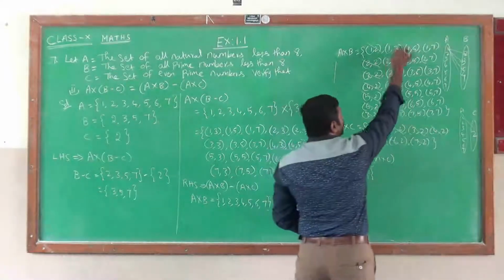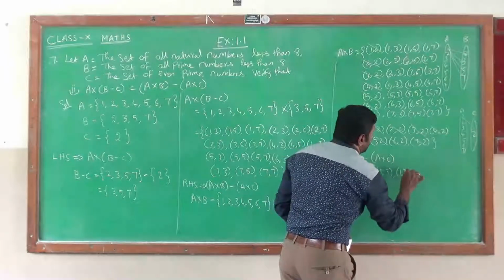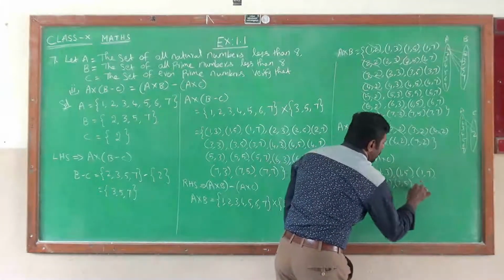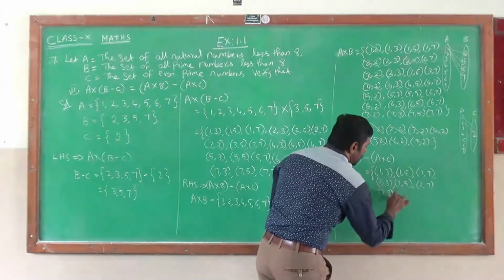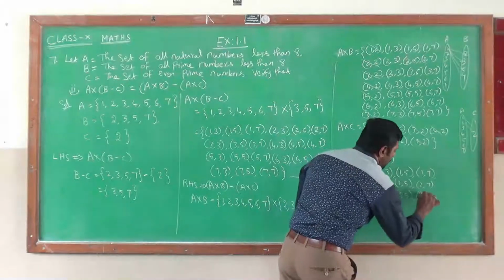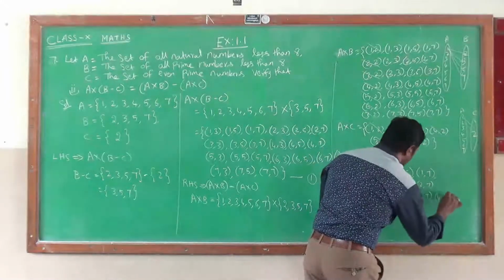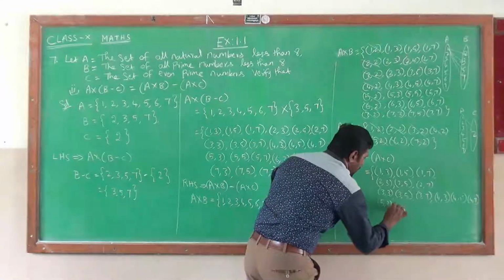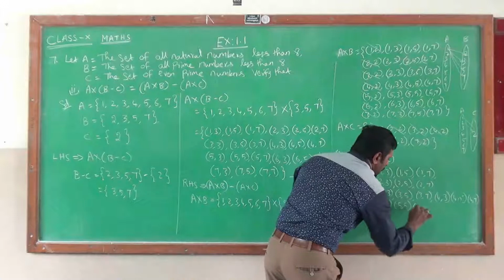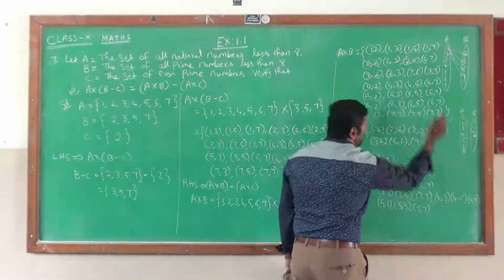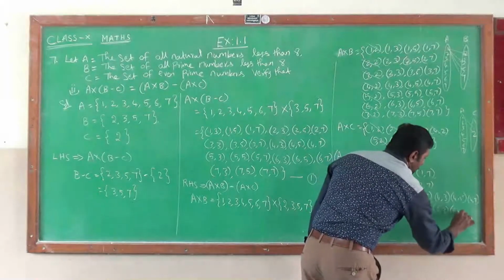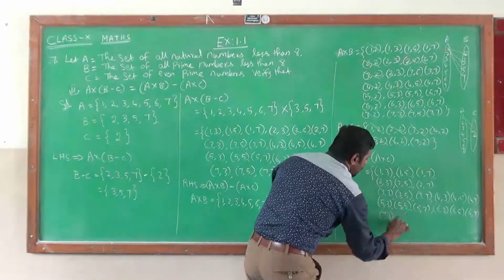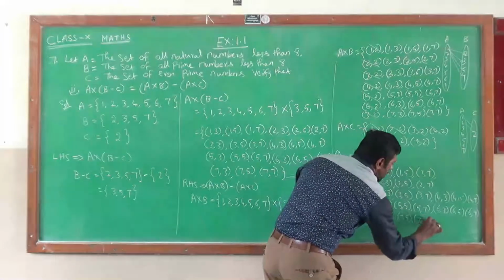Then the ordered pairs are 1, 3, 1, 5, 1, 7, and then 2, 3, 2, 5, 2, 7, 3, 3, 3, 5, 3, 7, and then 4, 3, 4, 5, and then 4, 7, 5, 3, 5, 5, 5, 7 here, and then 6, 3, 6, 5, and then 6, 7, and then the last pairs are 7, 3, 7, 5, 7, 7.